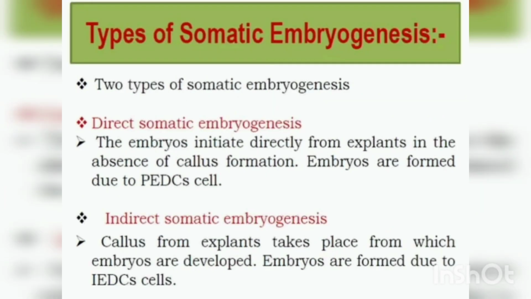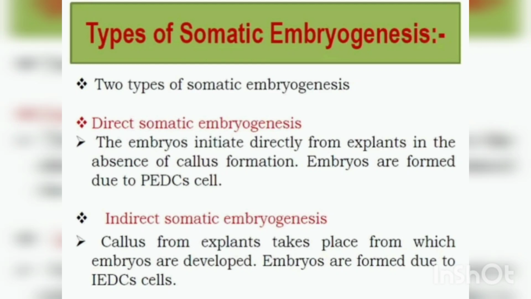Now let us discuss the types of somatic embryogenesis. There are two types: one is direct somatic embryogenesis, the other is indirect somatic embryogenesis. Direct somatic embryogenesis means the embryos are initiated directly from the explant without the formation of callus. Here the callus formation is absent, whereas in indirect embryogenesis the callus develops from the explant, and then at a later stage embryos are developed.